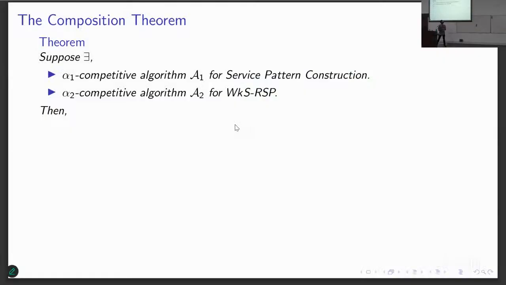Now on to our first result, which is this composition theorem. Suppose there exists an alpha 1 competitive algorithm for the service pattern construction and an alpha 2 competitive algorithm for the weighted case server with the reveal service pattern. Now let's see what we can do with this.